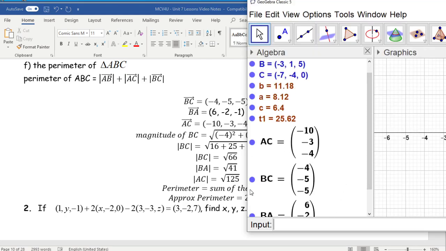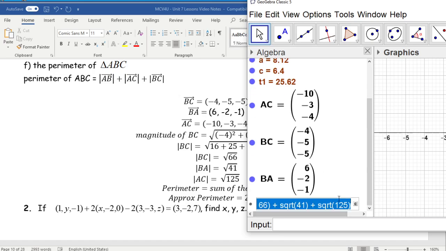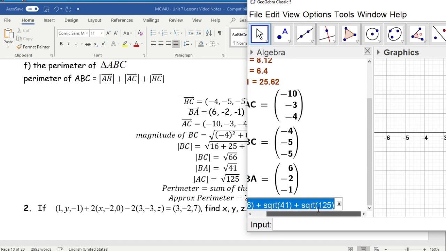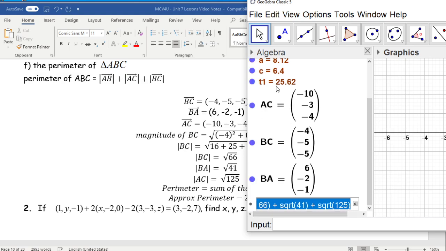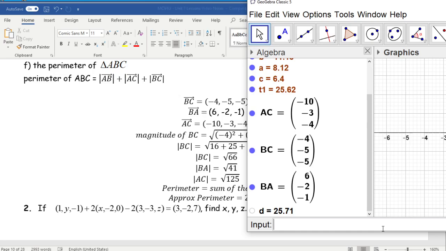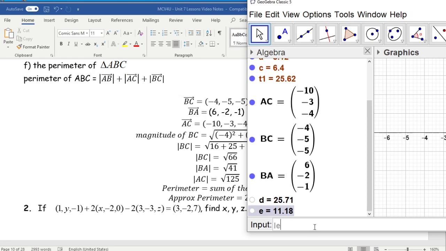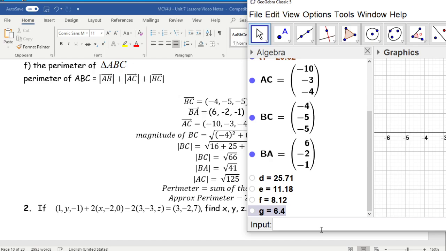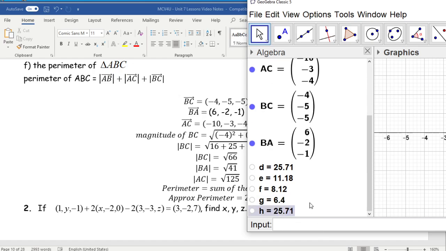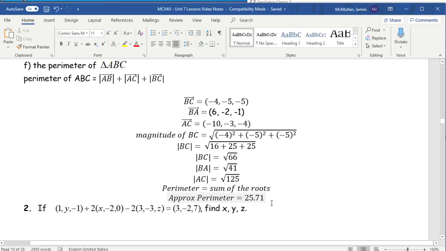Oh, sorry, this gave me the area, not the perimeter. That's why. Okay, just getting mixed up there. You can also do length, remember? Length AC would tell you the length of that vector. Length BC tells you the length of that vector, and length BA would be the length of the final vector. You can just add these together. E plus F plus G gives you the 25.71, which is the perimeter.